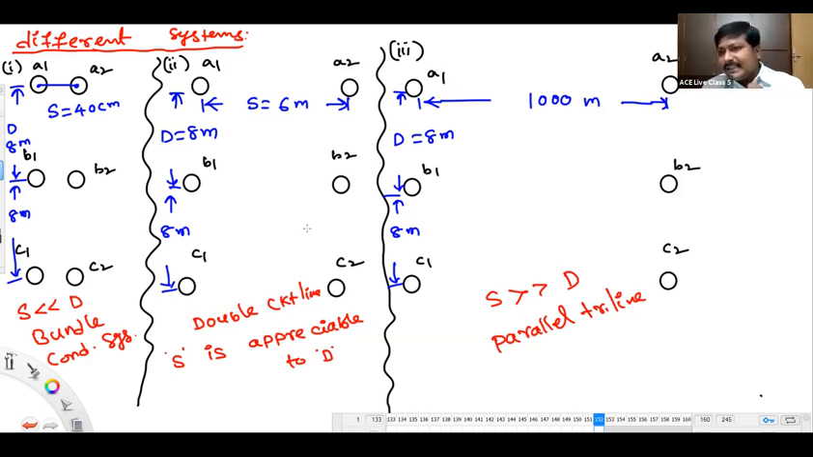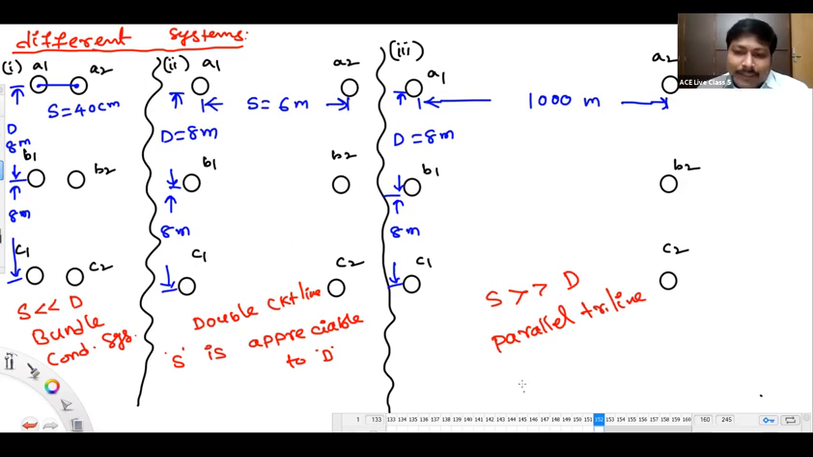Now I am asking one very simple question to you. In system two, do you have any appreciable mutual linkages between circuit one and circuit two? Yes or no? Definitely, because the distance is less. Appreciable. Okay.